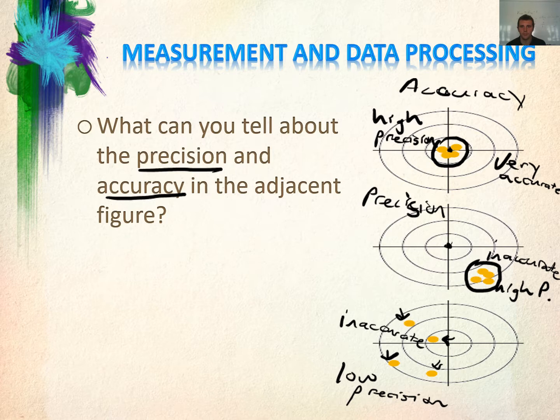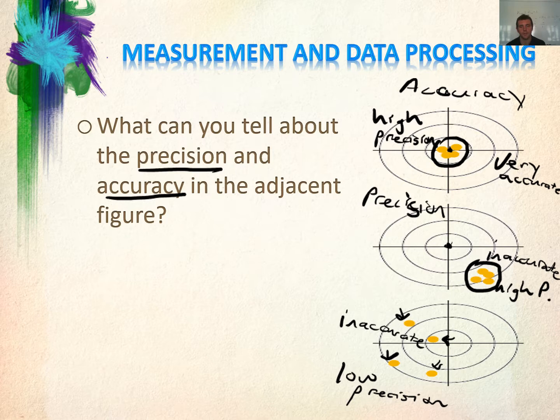Precision. This is just a way of describing how well you were able to repeat your results. So basically, if you have data points, are they clustered in the same area? This has a degree of high precision, because all of our points are clustered in a certain area. This also has high precision, because these are clustered in an area.